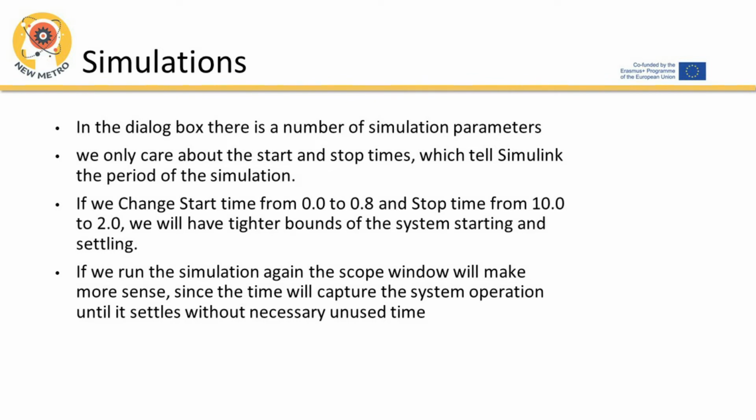In the dialog box there is a number of simulation parameters. We only care about the start and stop times, which tell Simulink the period of the simulation. If we change start time from 0.0 to 0.8 and stop time from 10.0 to 2.0, we will have tighter bounds of the system starting and settling. If we run the simulation again, the scope window will make more sense, since the time will capture the system operation until it settles without unnecessary unused time.